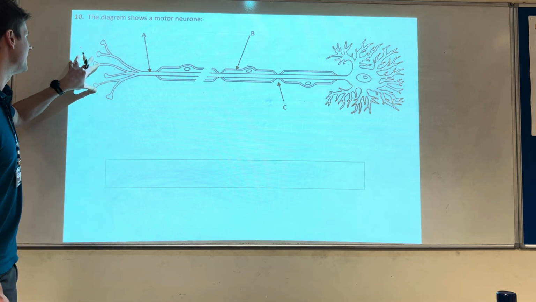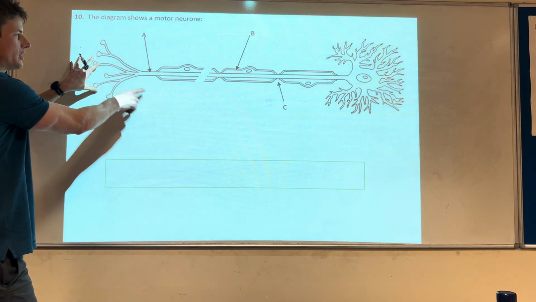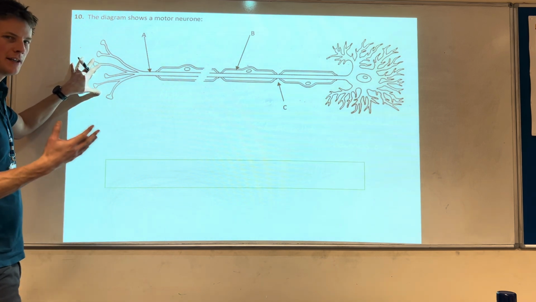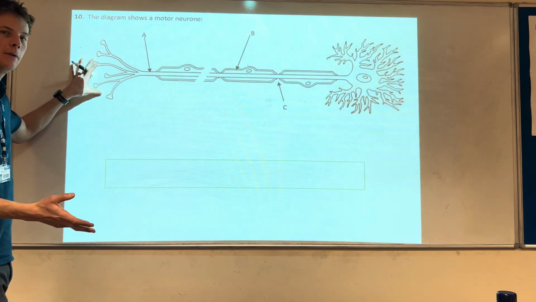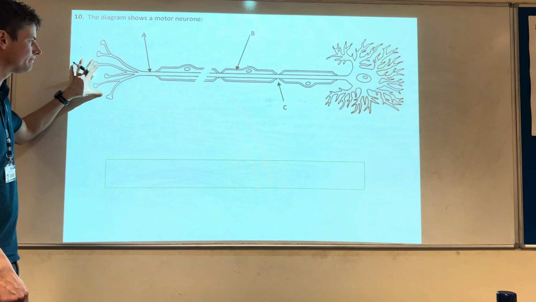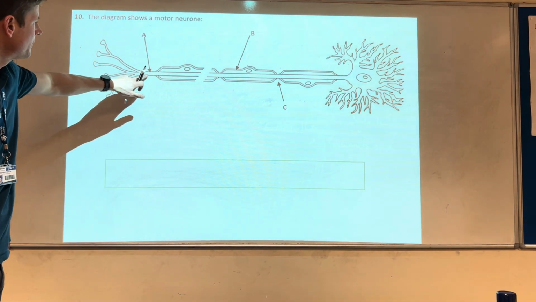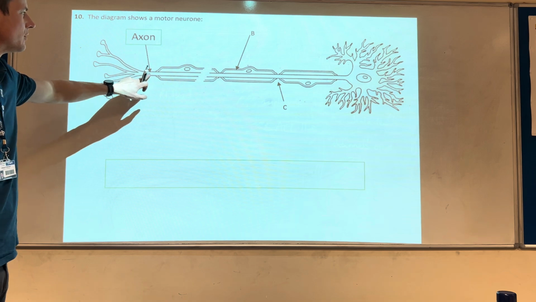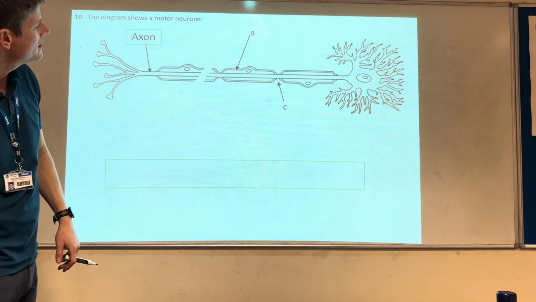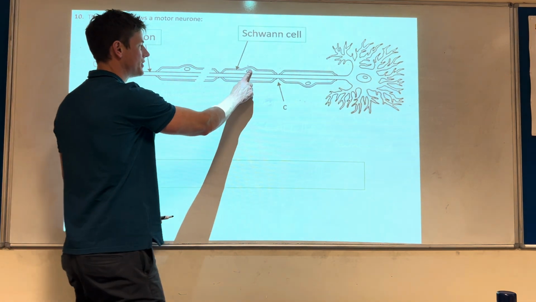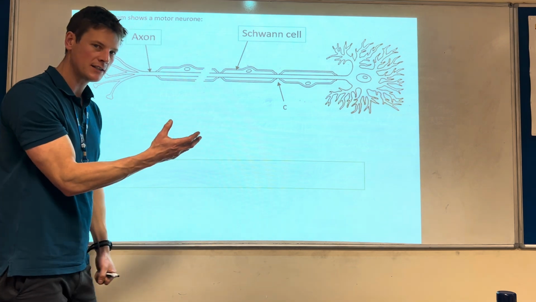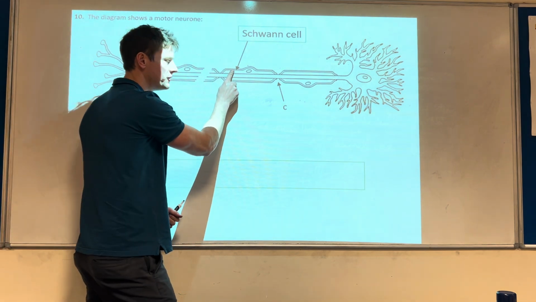This is from question 10. This shows a motor neuron. A motor neuron is the only neuron that you need to be familiar with, that you need to be able to label. A here, we can see the exposed region of the axon. B shows a Schwann cell. Now I want to be a little bit careful with this. It is pointing at a Schwann cell.